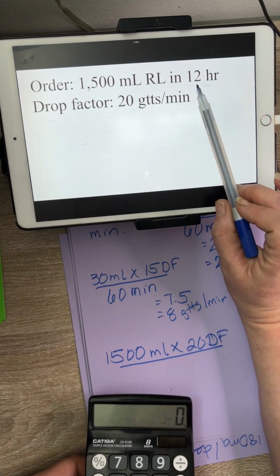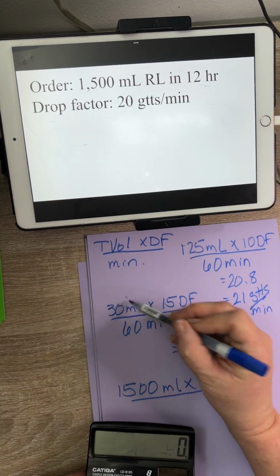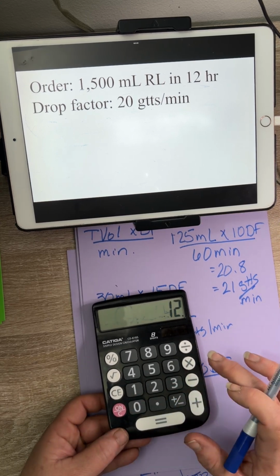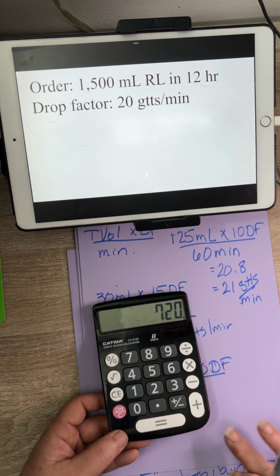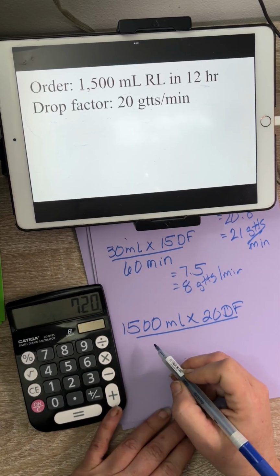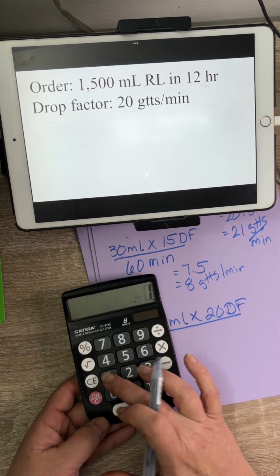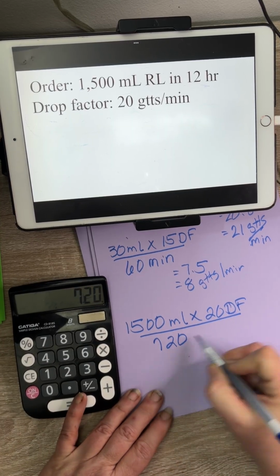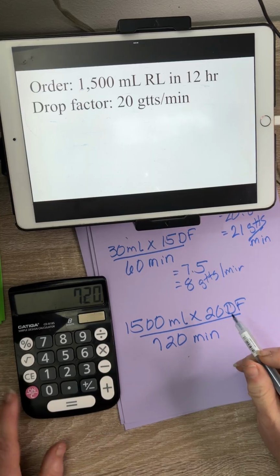And then it's got to go in over 12 hours, but you know it's got to be in minutes, so we're going to get our handy-dandy calculator and do 12 times 60. I know I said it wrong at first. And some people, it throws a wrench in their engine.